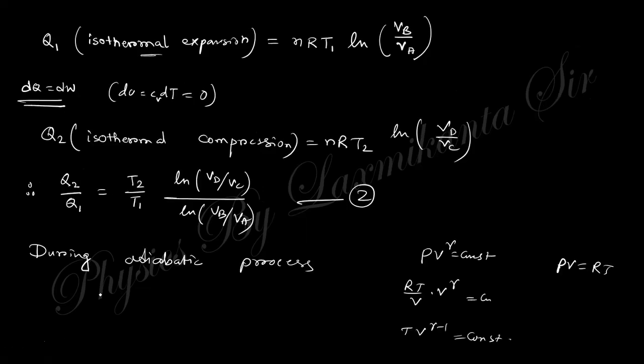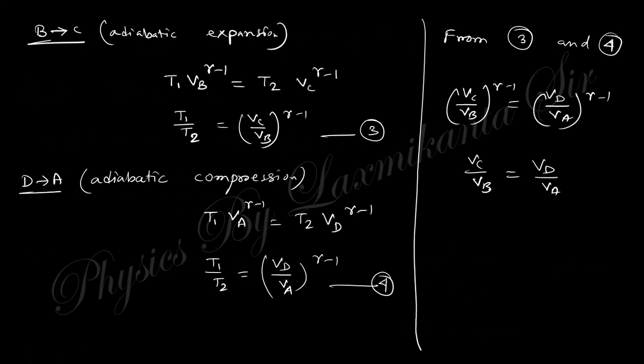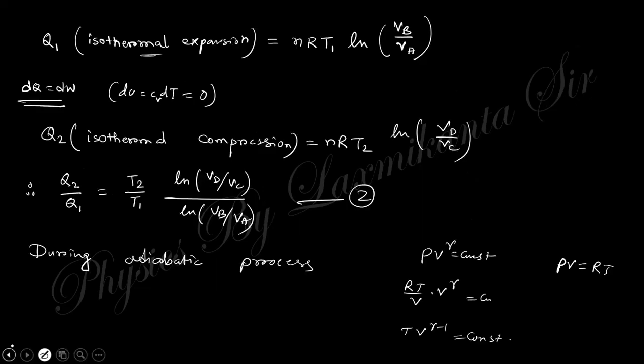So you can see here that Vc by Vd equals Vb by Va.